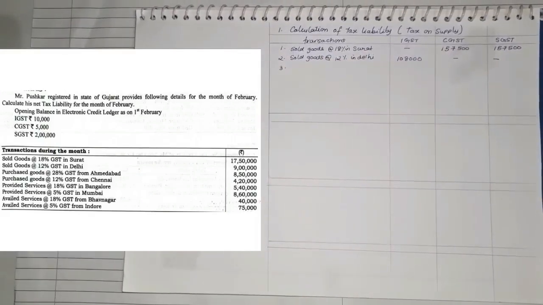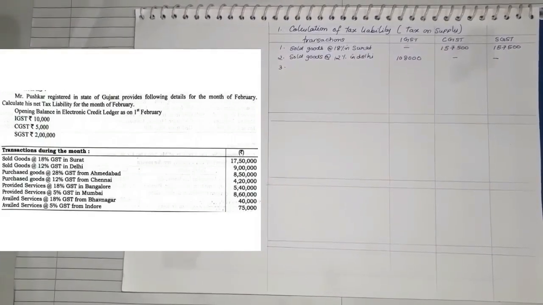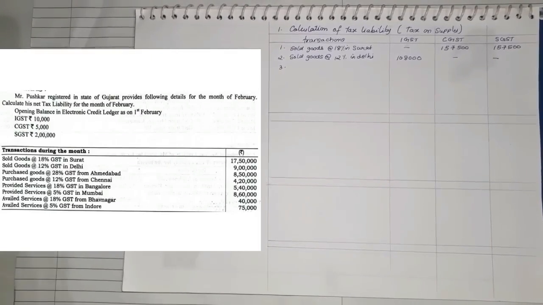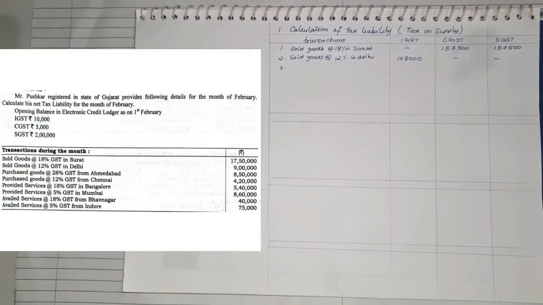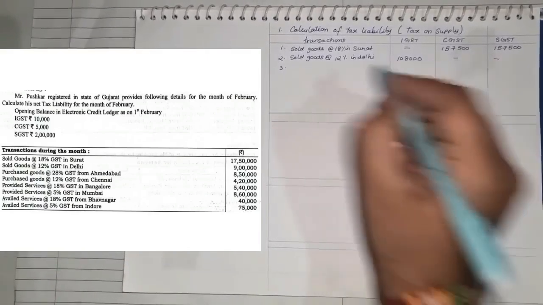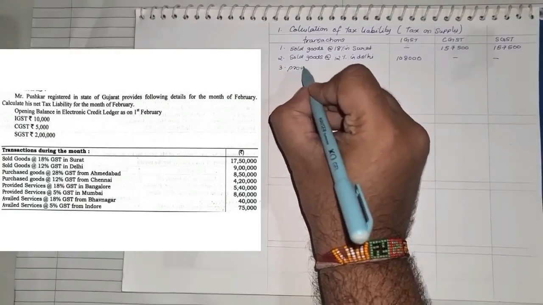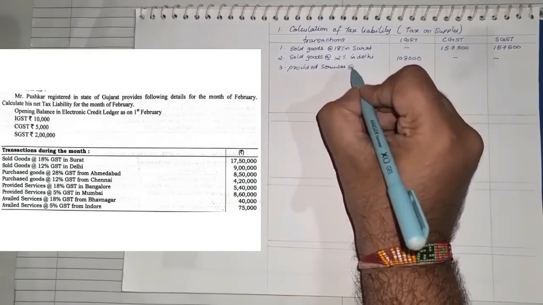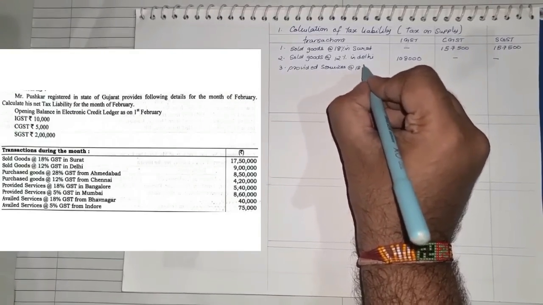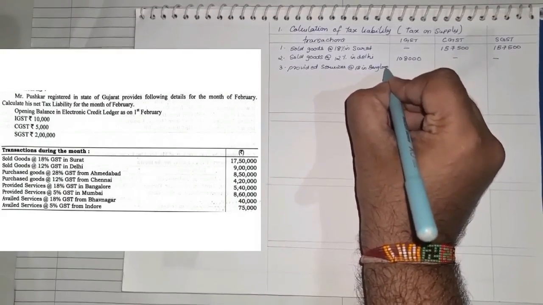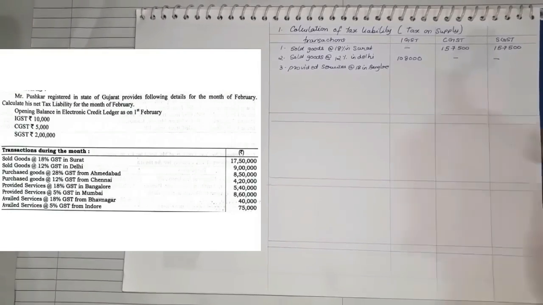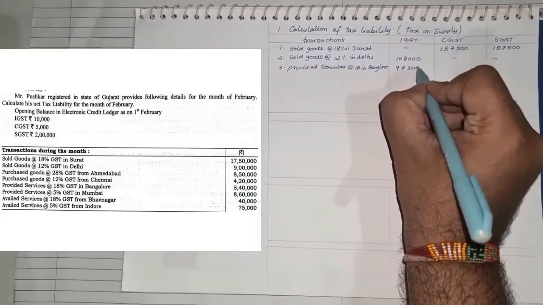Third, if you look carefully, the fifth one: provided services at 18% in Bangalore. Again, a different state. The value is 5,40,000 and the GST rate given is 18%. So I'll write here: provided services at 18% in Bangalore. 5,40,000 into 18% comes to 97,200. The entire amount will go in IGST.